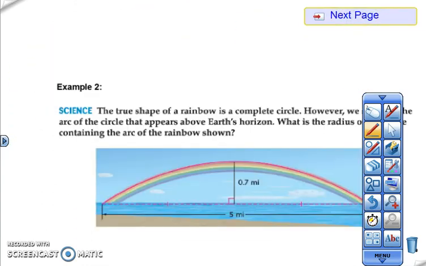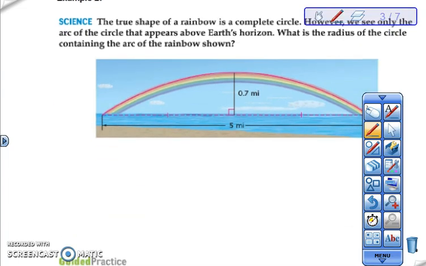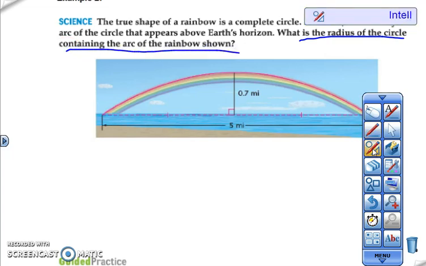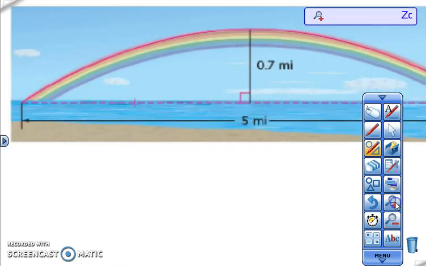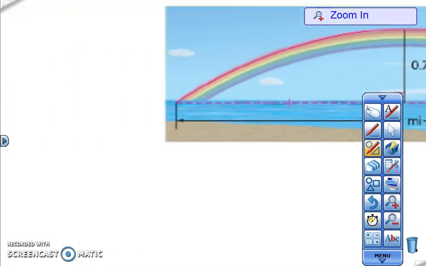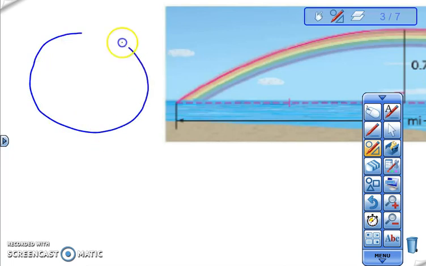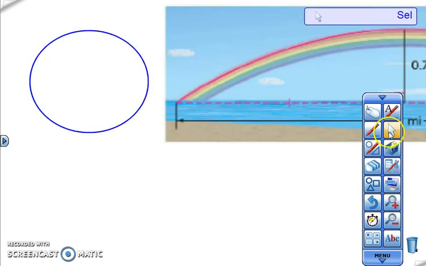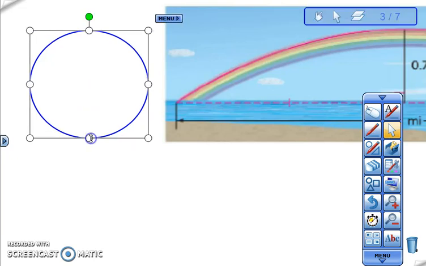Alright, so in our next example, we're going to use the same rule. The rainbow is going to represent a portion of a circle. We need to solve for the radius of that circle. So this will be much easier to see if we draw the circle as a whole. And what I'm going to do over here is just draw myself a little circle. Circular, there we go.